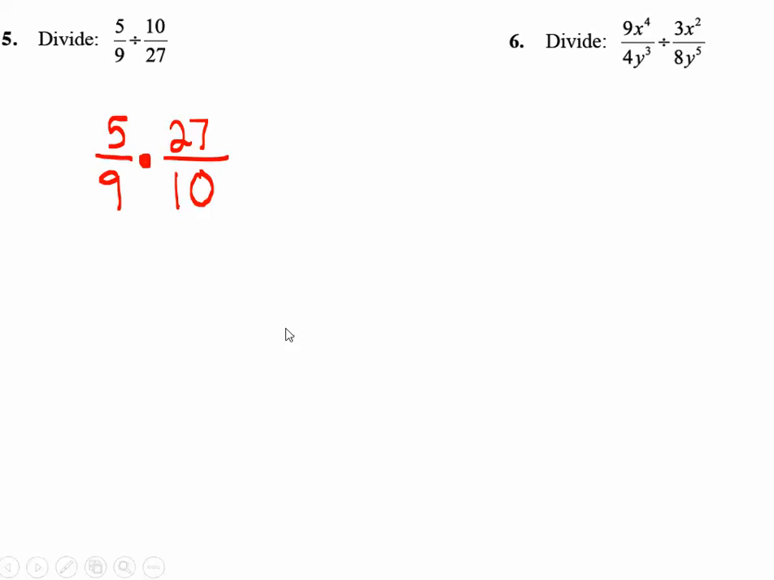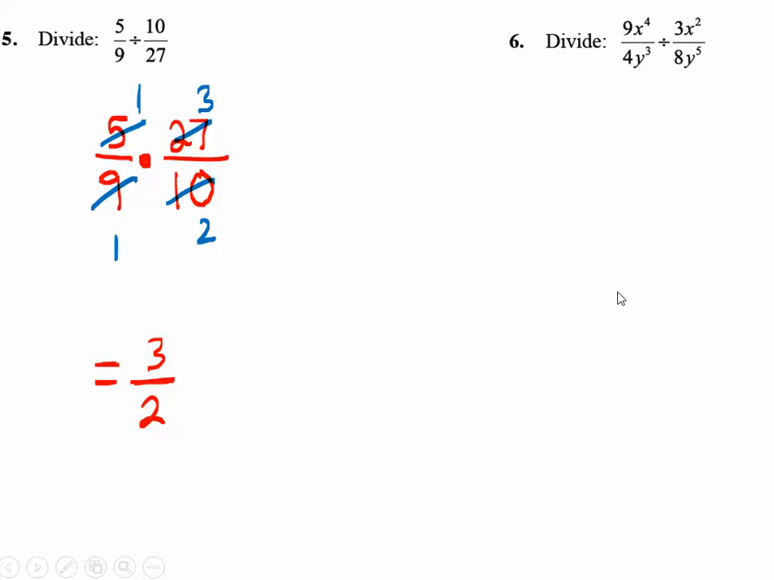And at that point, then we start reducing, simplifying, whatever needs to get done here. So 5 and 10 make a 1 and a 2. But a 9 and 27, 1 and 3, and voila, 3 halves is a reduced form. Keep it as an improper fraction is fine.